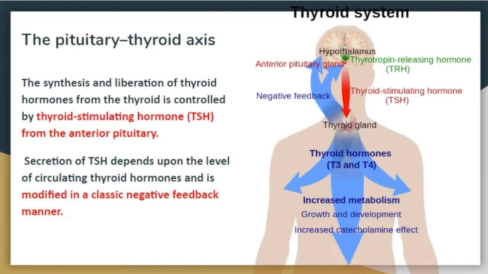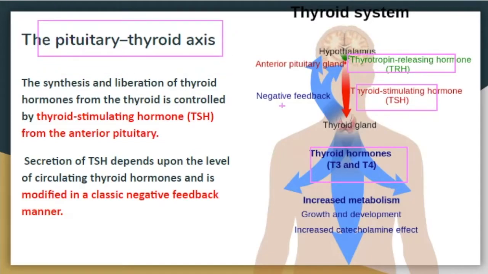Now there are three basic things here, which are the hypothalamus, the thyrotropin releasing hormone, the thyroid stimulating hormone, and the thyroid hormones. So the pituitary thyroid axis pathway is basically that which controls the secretion of the thyroid hormones.